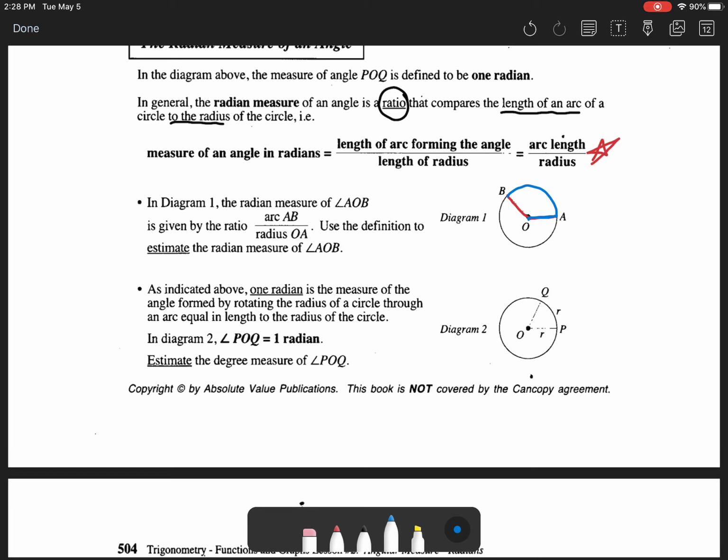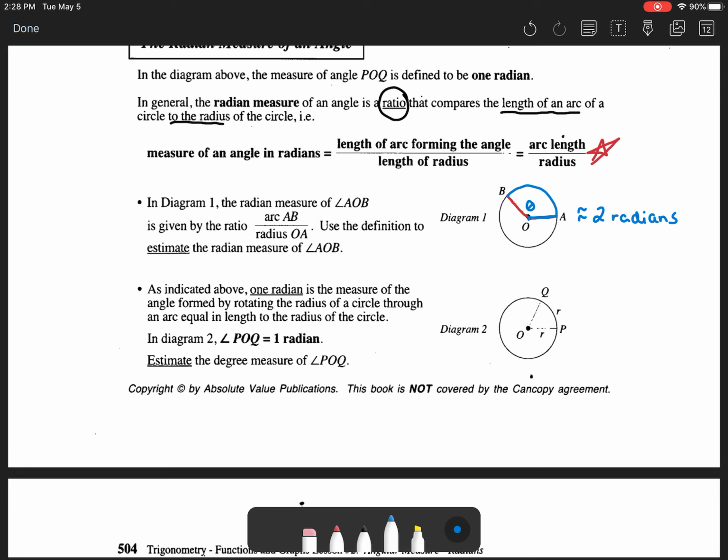Use the definition to estimate the radian measure of angle AOB. So I'm trying to figure out what this angle measure is in here. Well, remember, it's the arc length over the radius. So if you take a look at that diagram estimating, I would say that that arc length is approximately twice as long as the radius. So therefore, I would say that that angle measure is about 2 radians. That is because the arc length is about double or twice the length of the radius.